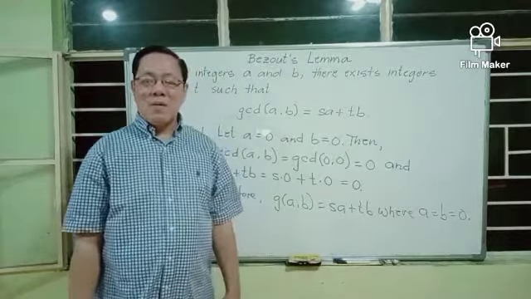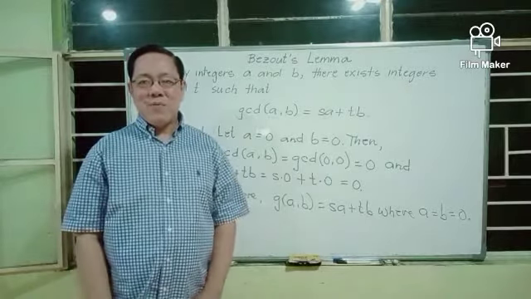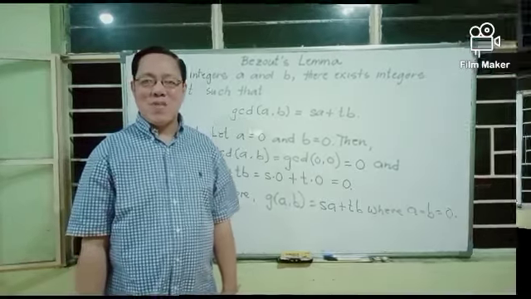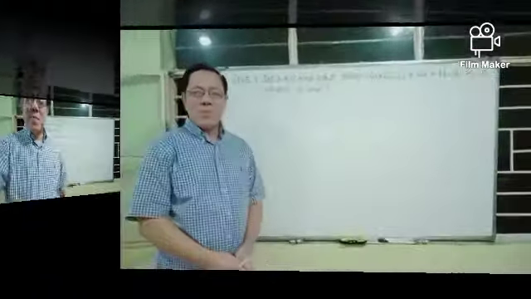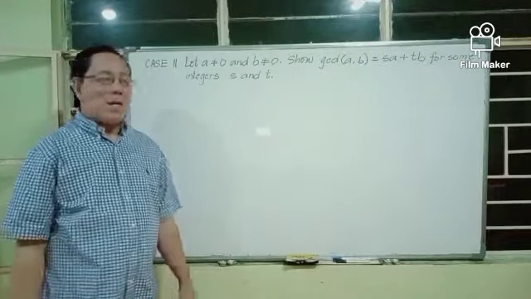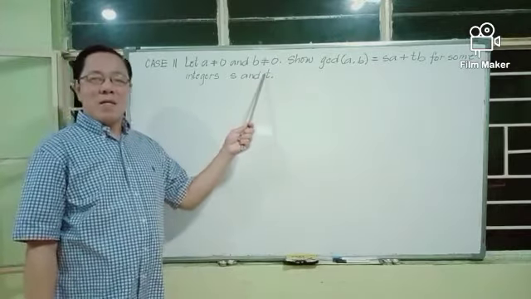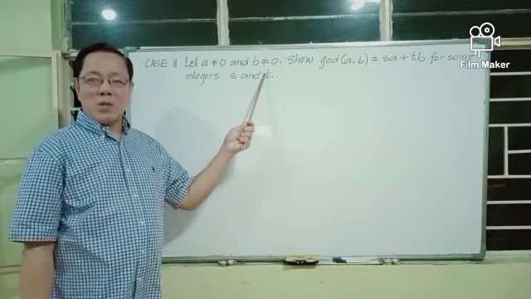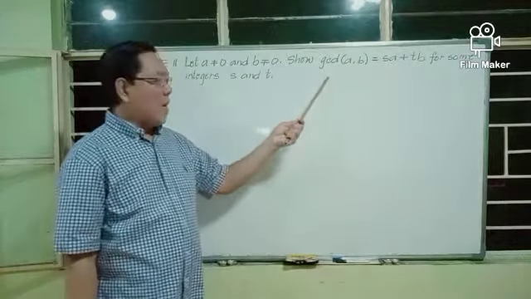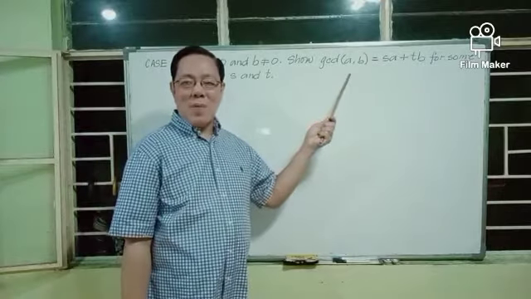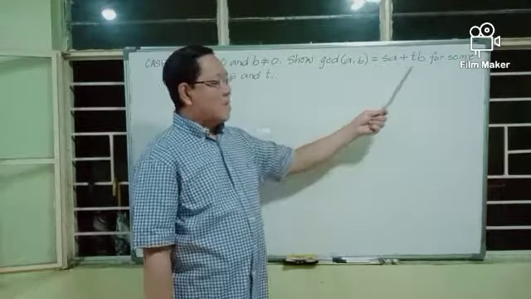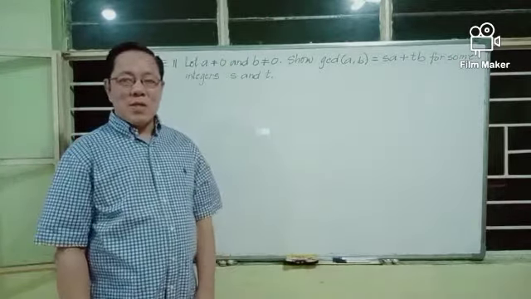We now prove the Bezout lemma for case 2, where a is not equal to 0 and b is not equal to 0. For case 2 of the proof of Bezout's lemma, we consider integers a and b that are both not equal to 0. And we show that the greatest common divisor of a and b, by Bezout's lemma, is equal to the linear combination of a and b, where s and t are integers.